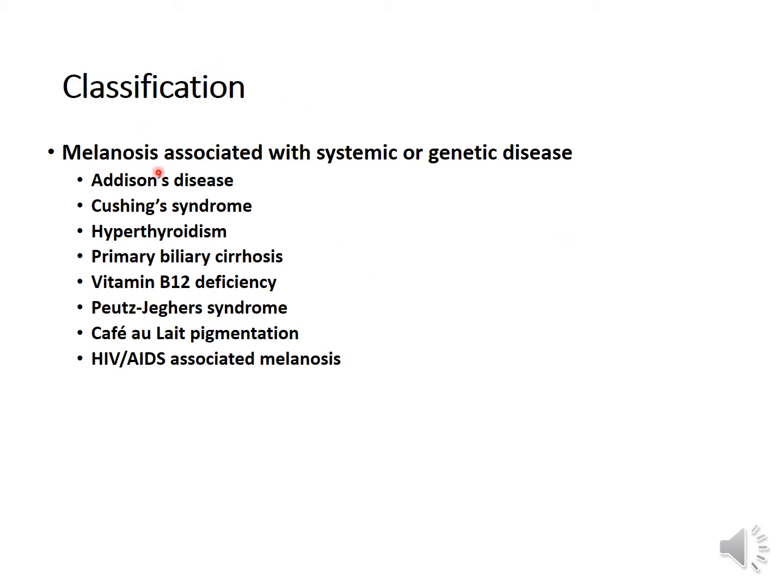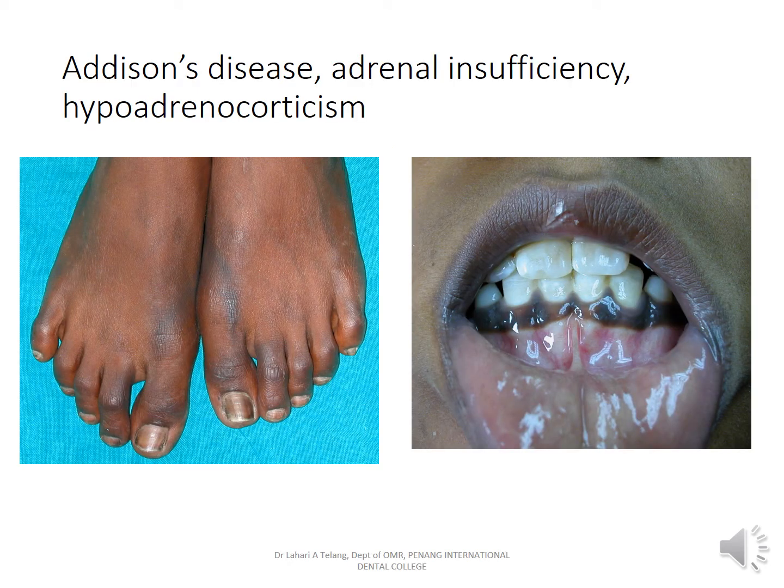Classification of melanosis associated with systemic or genetic diseases includes Addison's disease, Cushing's syndrome, hyperthyroidism, primary biliary cirrhosis, vitamin B12 deficiency, Peutz-Jeghers syndrome, café au lait pigmentation, and HIV or AIDS associated. So it's not limited to these diseases, but these are some of the most prominent ones where there is melanosis associated with a systemic or a genetic disease. This is an example of a girl with Addison's disease, where there is adrenal insufficiency and hypoadrenocorticism. You are seeing that there is pigmentation on the feet as well as heavy pigmentation of the gingiva and the lips as well.